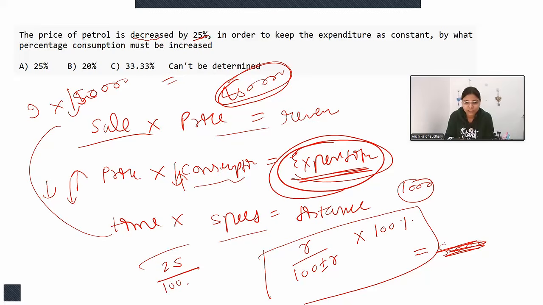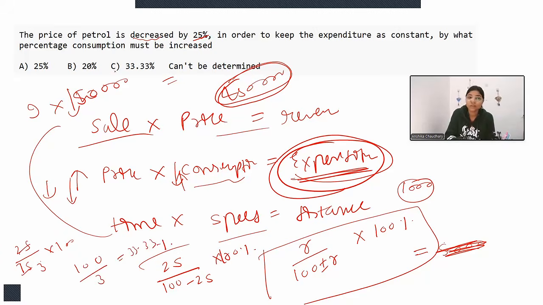So what will it become? 100 minus 25 into 100%, right? So what will it become? 25 upon 75 into 100. So it will be 300 upon 3. So what will it become? 33.33%. It will be the answer. That you need to increment your consumption by 33.33% in order to keep the expenditure constant, right? So this will be the answer.